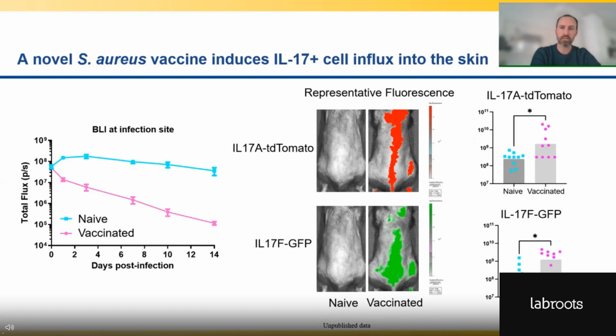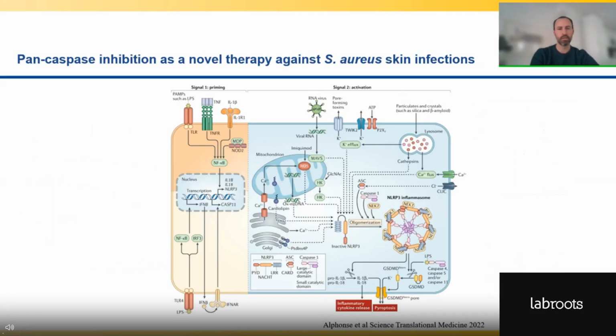And our next steps are to identify what these T cells are and whether they are important for mediating protection for this vaccine. In this next study, we were interested in understanding the role of the inflammasome in host defense against Staph aureus skin infections. As the inflammasome is important for IL-1 beta activation and release, and we know from previous studies that IL-1 beta is crucial for host defense against Staph aureus.